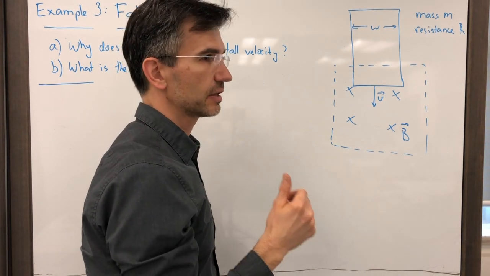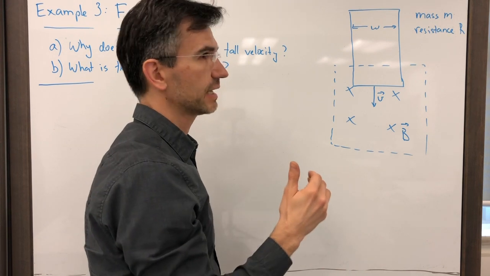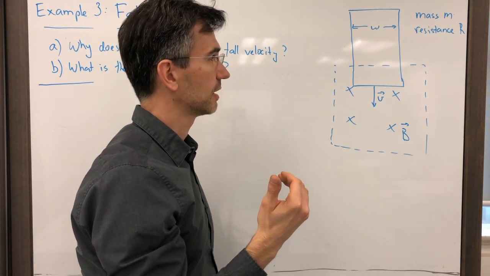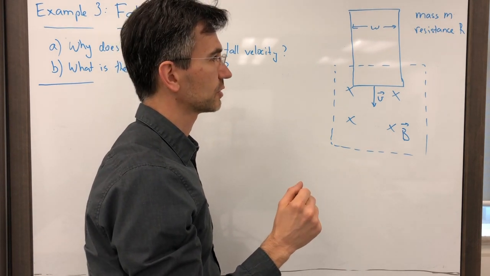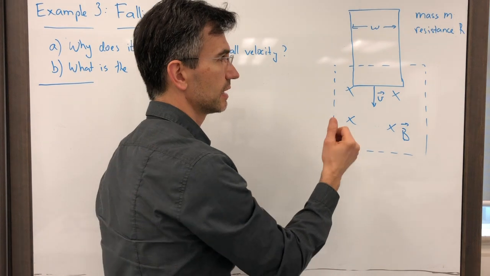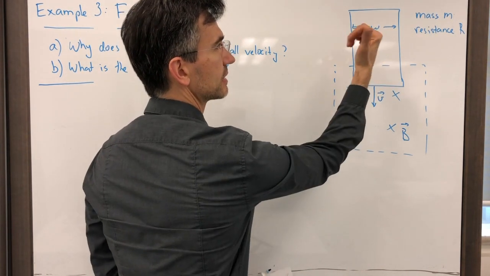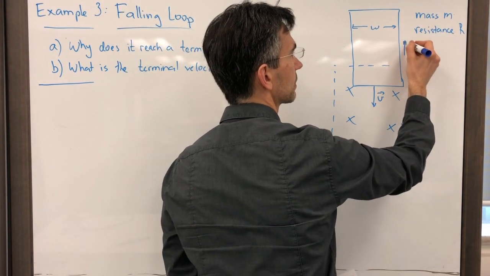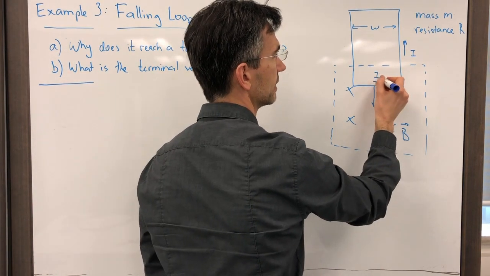And using Lenz's law, that current is going to be in a direction that is going to create a magnetic field that opposes the change in the magnetic flux. So then the current is going to be such that the magnetic field is going to be pointing outwards. So then the current is going to be counterclockwise. So that's the kind of current we're going to get here around this loop. So we'll have a current of I.